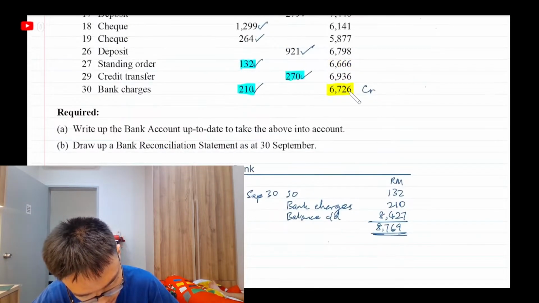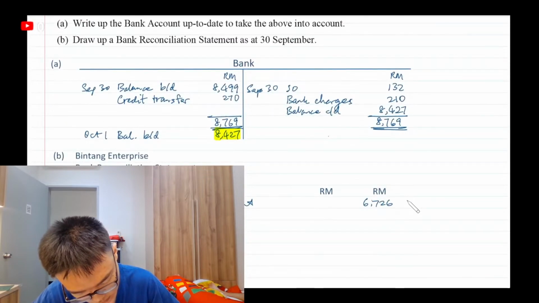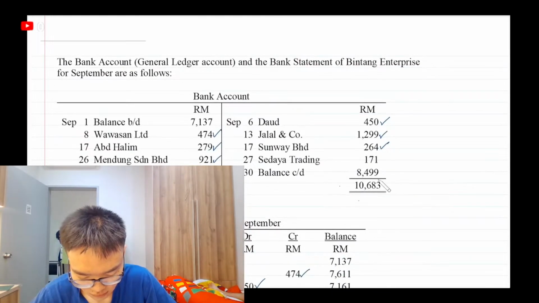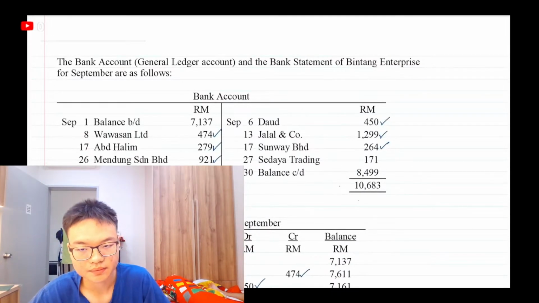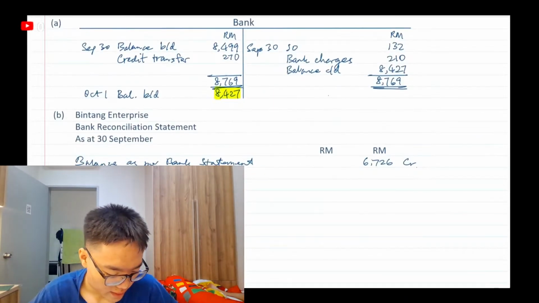The bank statement balance is 6,726 ringgit positive balance. This is the credit balance. Now to this we add any unpresented check. We have one unpresented check and one uncredited lodgement. So to this we add uncredited lodgement.